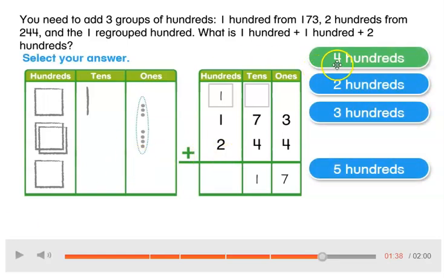Select your answer. Oh, our answer's already selected, you guys. It says 400s. That's confusing. So we have 100 plus 100 is 200, plus 2 more is 400.